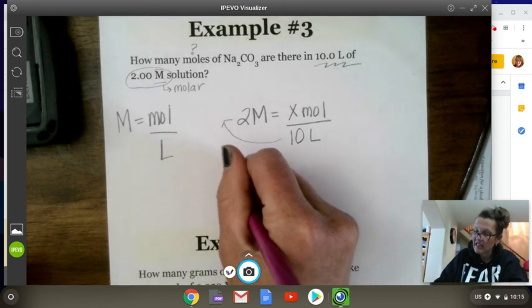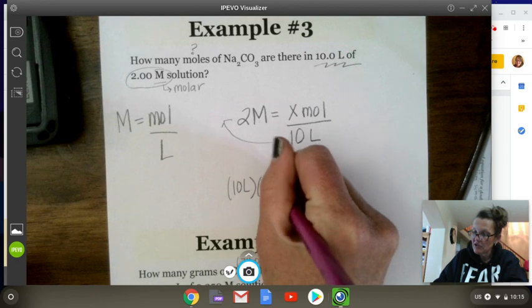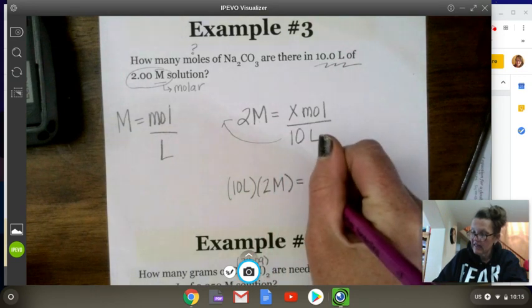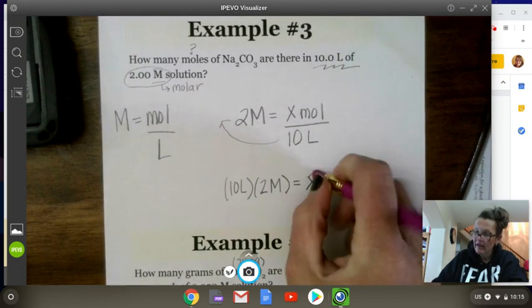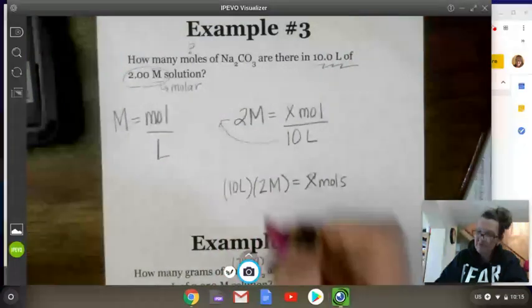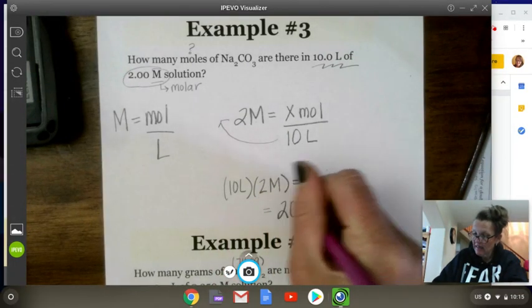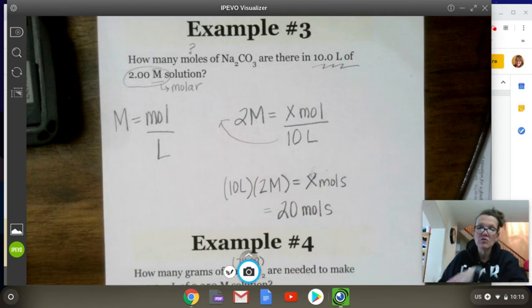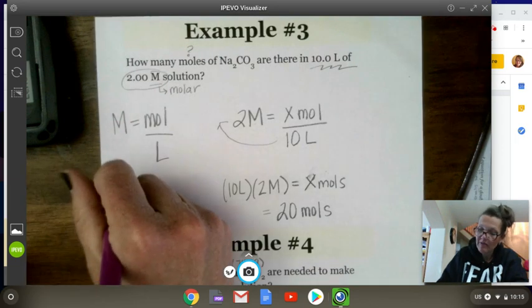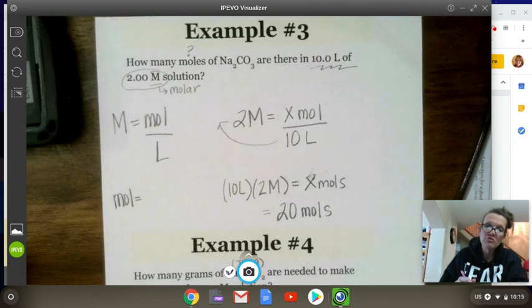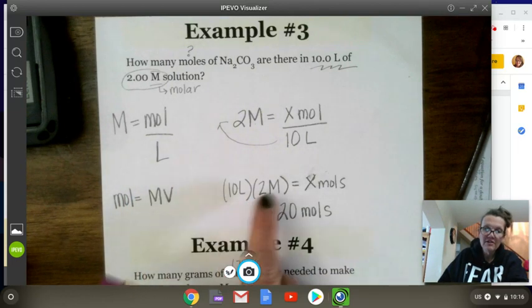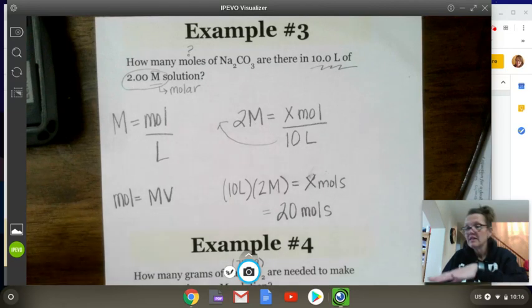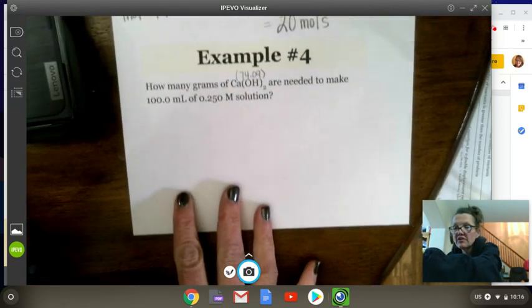So I would have 10 liters times 2 molar is going to give me my number of moles. Okay. So 10 times 2 is equal to 20. And again, the unit here is moles. The other way you could remember this, we know this from our stoichiometry, is that for a solution, moles is equal to the molarity times the volume. See, isn't that what we did here? Molarity times our volume. Okay, so you can do whatever works for you.